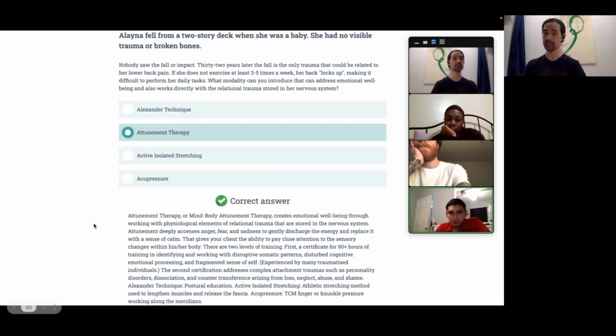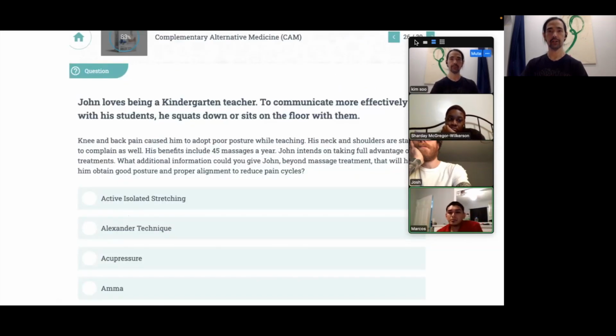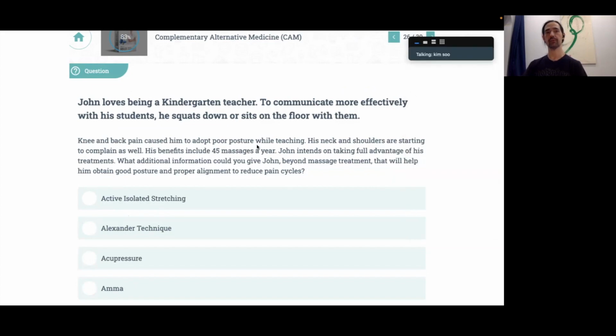Alexander technique, postural education. John loves being a kindergarten teacher. To communicate more effectively with his students, he squats down or sits on the floor with them. Knee and back pain caused him to adopt poor posture while teaching. His neck and shoulders are starting to complain as well. His benefits include 45 massages a year. John intends on taking full advantage of his treatments. What additional information could you give John beyond massage treatment that will help him obtain good posture and proper alignment to reduce pain cycles?